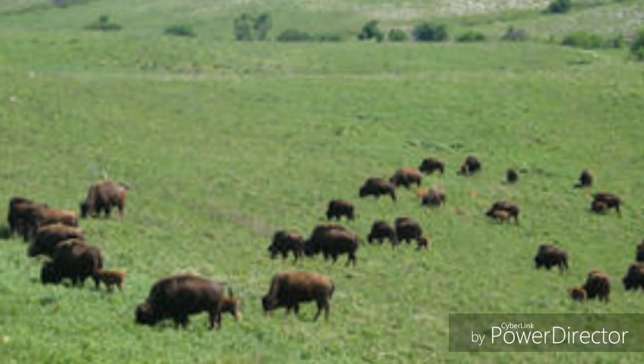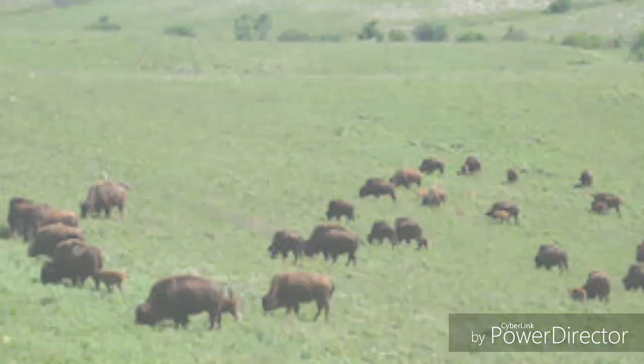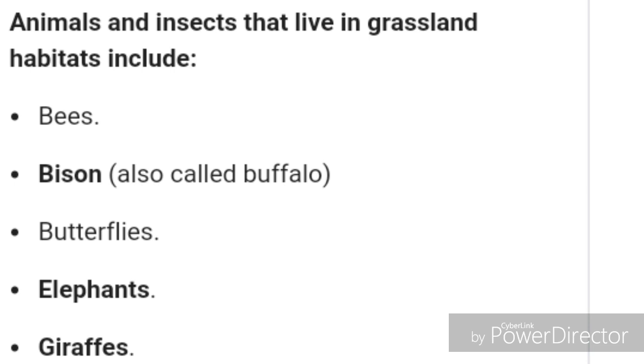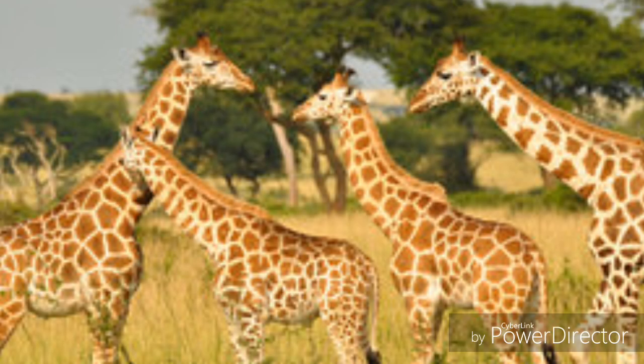In this picture, you can observe the grazing animals in a grassland ecosystem. They are herbivores and the primary consumers. Animals and insects that live in grassland habitats include bees, bison, butterflies, elephants, giraffes, etc. In this picture, you can observe giraffes family. They are important herbivores in a grassland ecosystem.